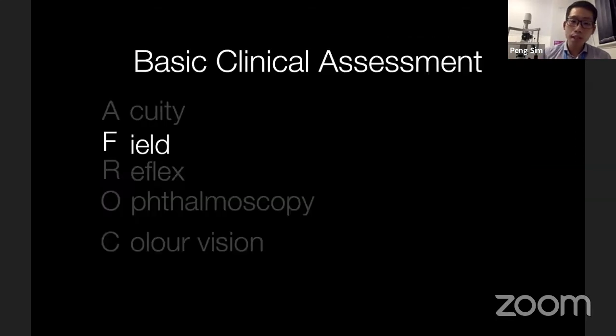So going on to the second visual function, which is visual field.